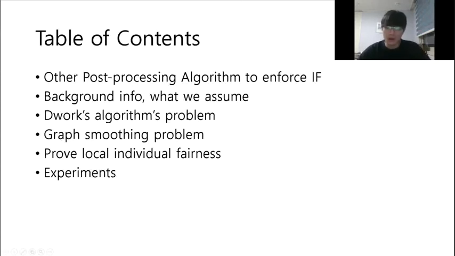First, I am going to talk about other post-processing formulations and why this paper suggests a post-processing algorithm to enforce individual fairness. Then, I will tell about background information and what this paper assumes about the learner. Third, I will shortly say about the D-Works algorithm's problem. Then I will say about the graph smoothing problem, that is this paper's algorithm. Next, I will prove local individual fairness of this algorithm. Lastly, I will review the experiment of this paper.